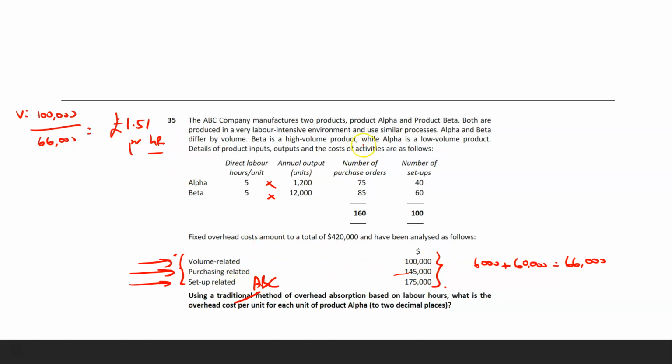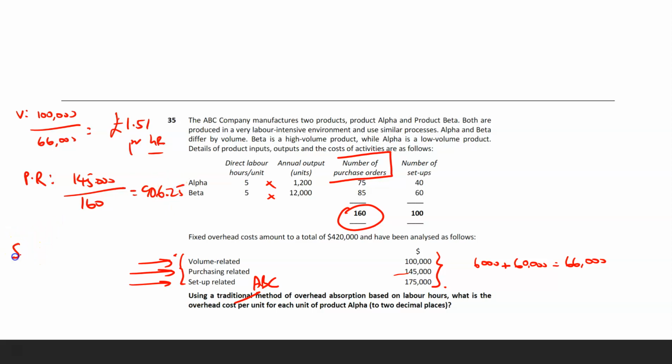The purchasing related cost is related to the number of purchase orders. You have 160 orders in total. Oh wait a minute, I need to find out whether this question was looking for alpha or beta. We'll check in a second, but let's just do the overheads first. So for purchasing related, we're spreading 145,000 divided by 160 purchase orders. That's £906.25.